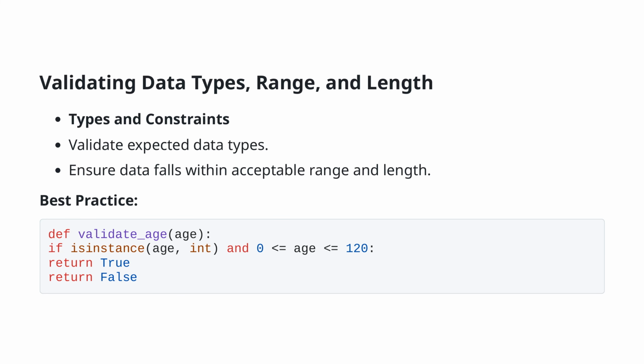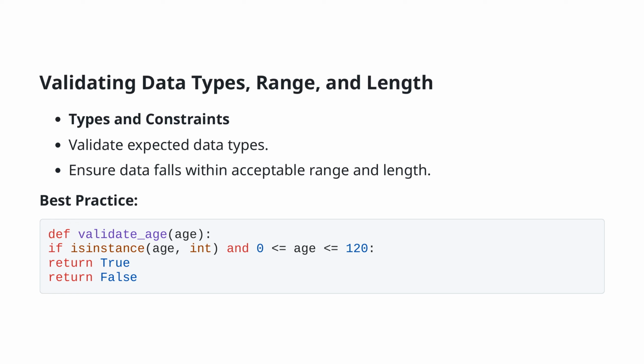Validating your data is an essential step for ensuring the integrity and security of your application. On this slide, we'll focus on how to validate data types, ranges, and lengths. Firstly, it's crucial to validate the expected data types. This means verifying that the data received matches the types that are expected in your application. For instance, an age field should be an integer. Secondly, always ensure that the data falls within acceptable ranges and lengths. Let's look at the example provided in this slide.